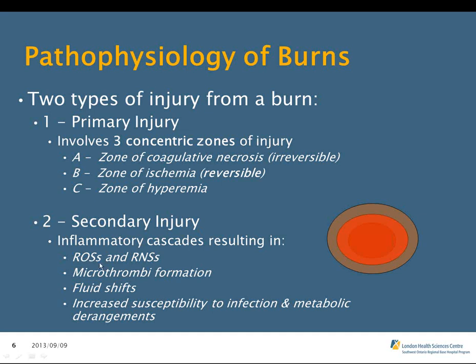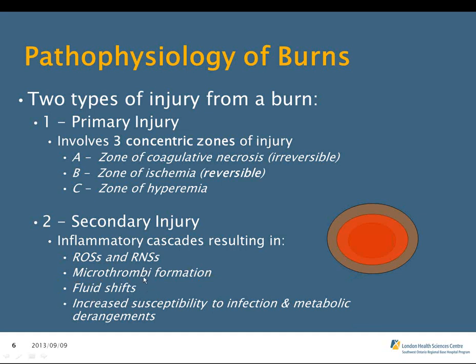The reason for this is these ROSs and RNSs, basically molecules that are released during the process of inflammation and secondary to some cellular damage that contributes to cellular damage itself. So these are reactive oxygen species and reactive nitrogen species. Furthermore, with all this inflammation, you get microthrombotic formation in the distal capillary beds. So you have these little tiny clots that block up the vessels distally and potentially contribute to furthering the ischemia by denying blood flow access to that region of cells.